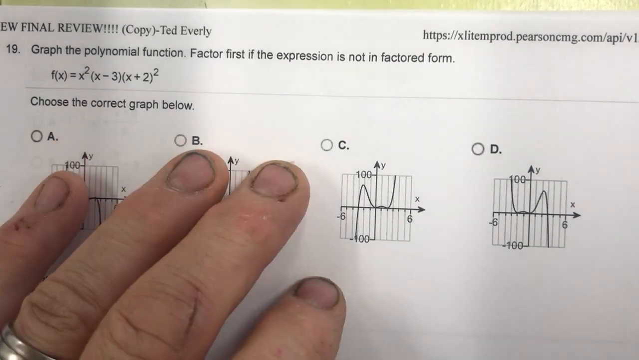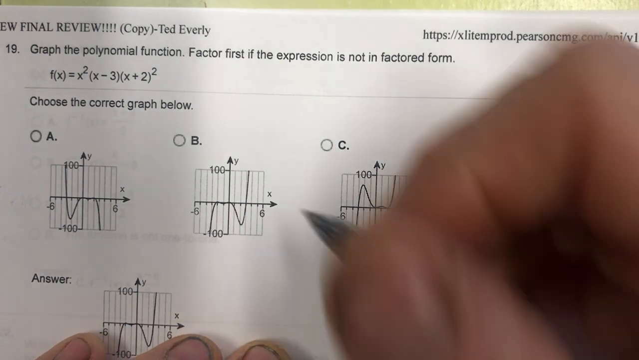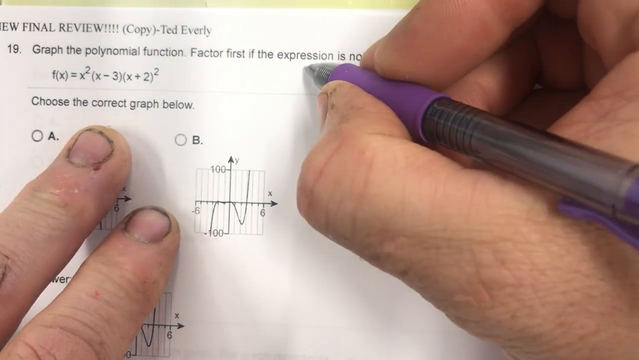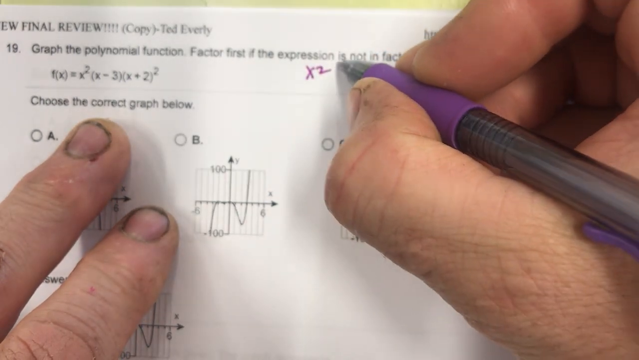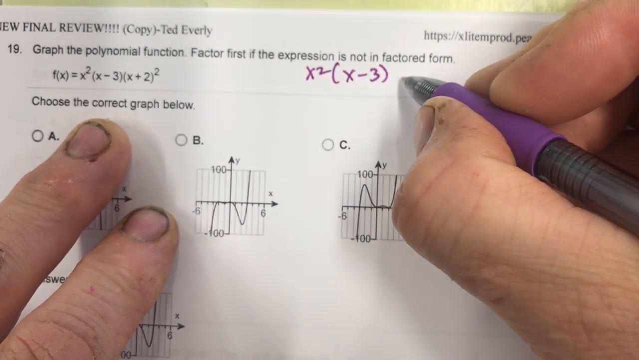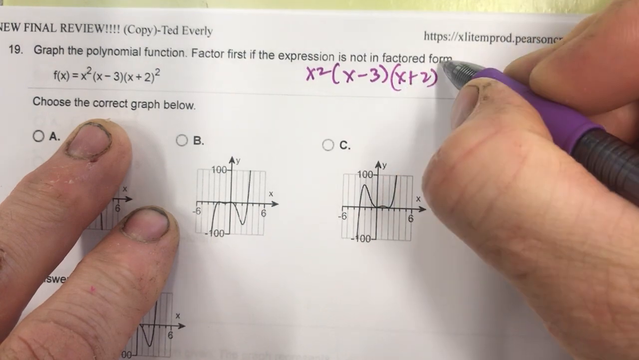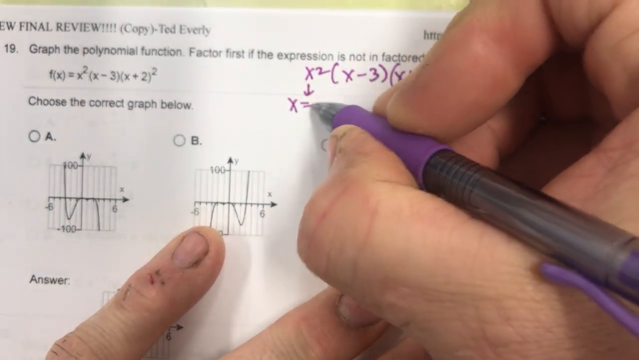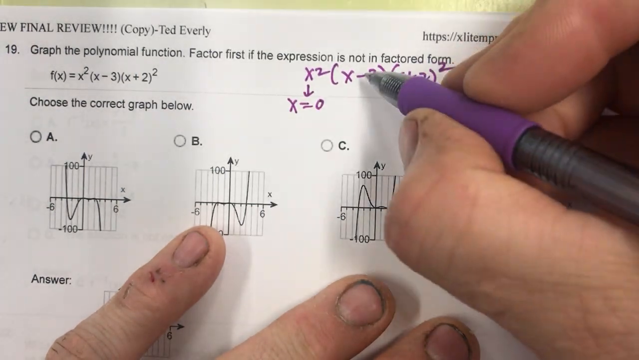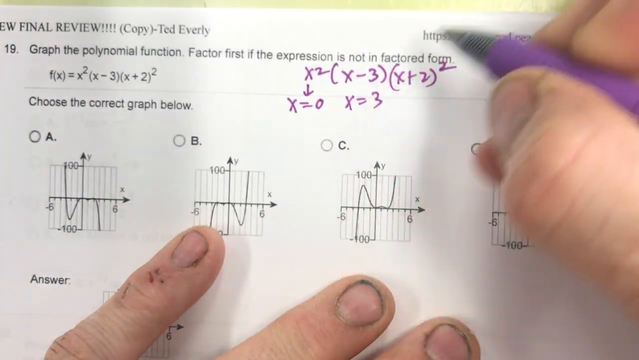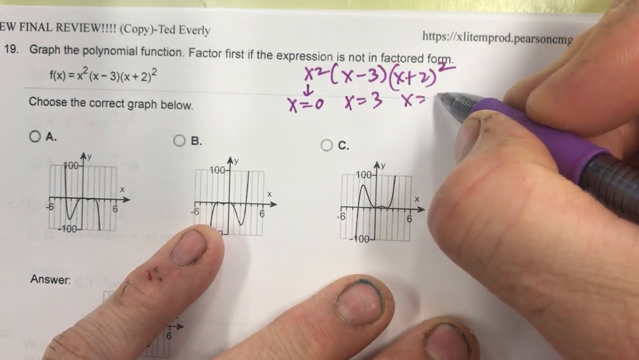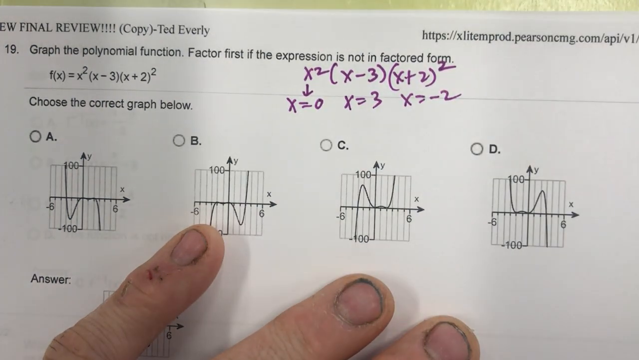Graph the polynomial function. All right, so here we go. X squared, we got x minus 3, and we got x plus 2 squared. Right here, x equals 0. Right here, x equals 3, since 3 minus 3 is 0. Right here, x equals -2, since -2 plus 2 is 0. So there's my zeros.